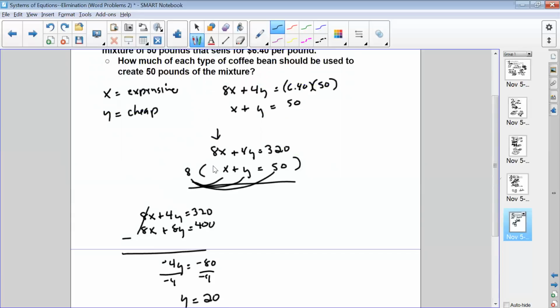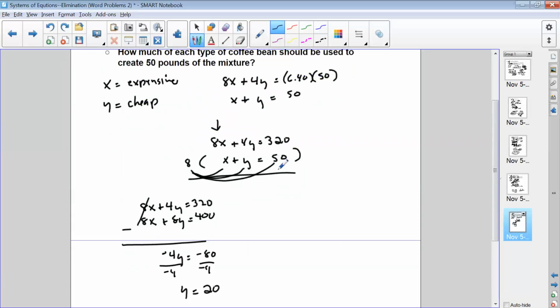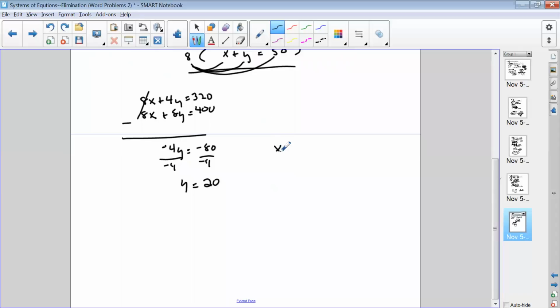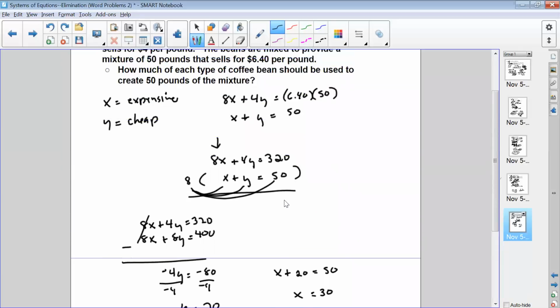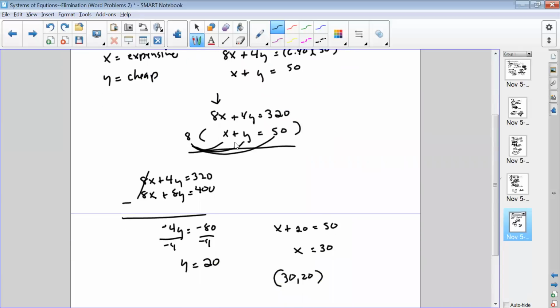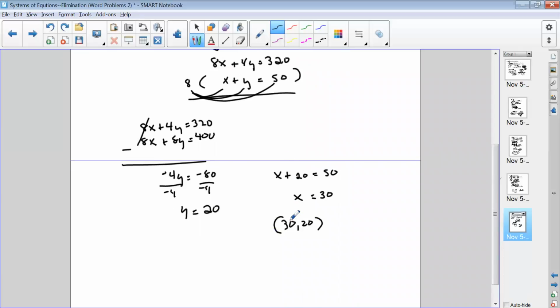And if we remember, we go back to our original, we had x plus y equals 50. So x plus 20 equals 50. So what we said x would be the more expensive. About 30 pounds of the most expensive. So our solution would be 30, 20. And it said how many of each type of coffee beans would be used to create 50 pounds of the mixture. We have 30 pounds of the expensive coffee, 20 pounds of the cheaper.